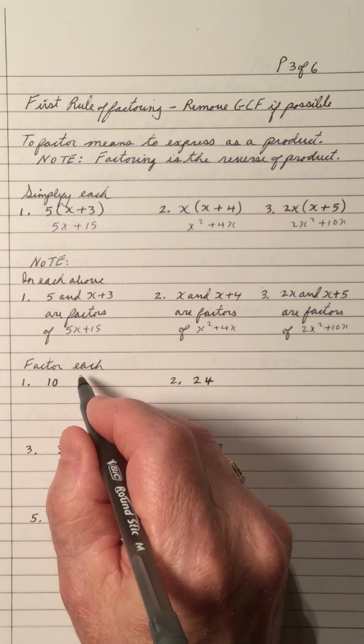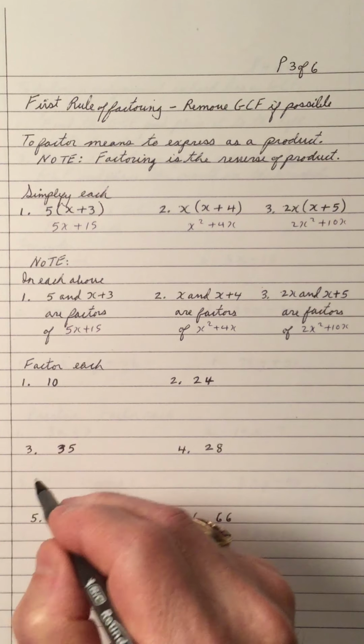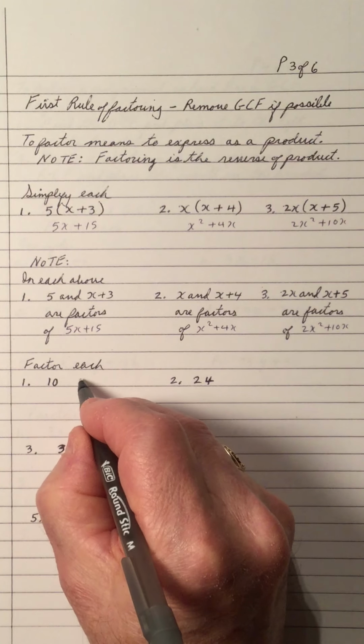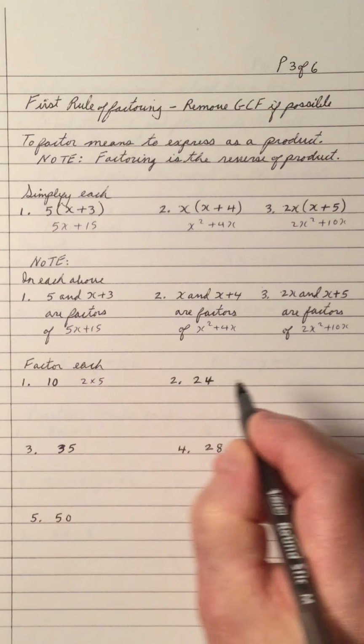Factor 10. So factor 10 is 10 times 1. Always factors of a number always include 1, so we don't worry about that. But they are two factors. Factor 10, we say 2 times 5.